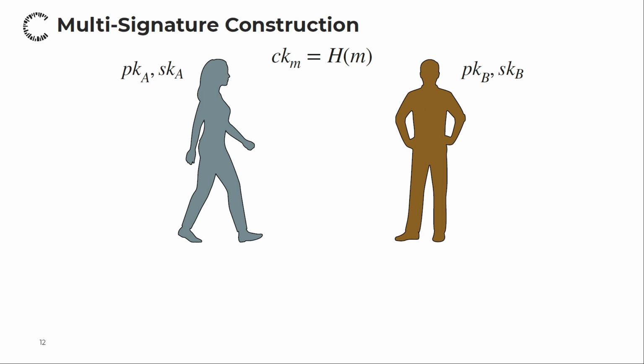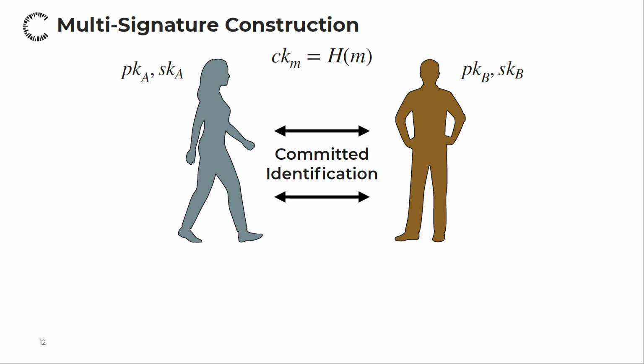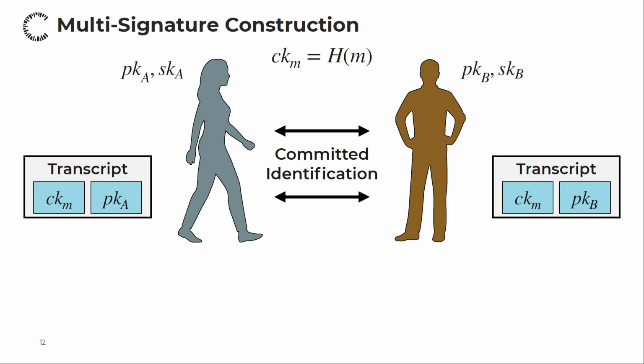Now what they will do is they will interact in some two-round protocol that I would call a committed identification. So roughly what happens is that Alice convinces Bob that she knows her secret key, and Bob convinces Alice that he knows his secret key. And parts of this identification scheme are committed using the commitment key. Now, as a result, they will obtain a transcript, or more precisely, a transcript where parts of the transcript are in committed form, with respect to their public key and this message-dependent commitment key.